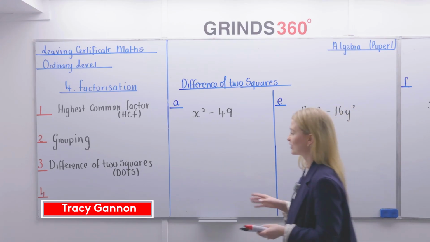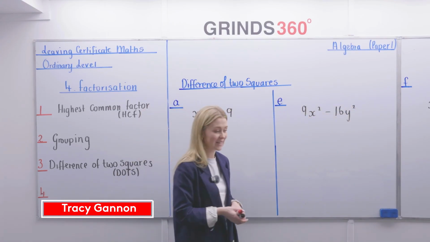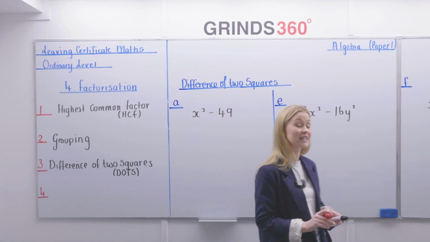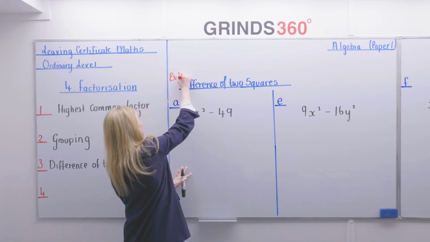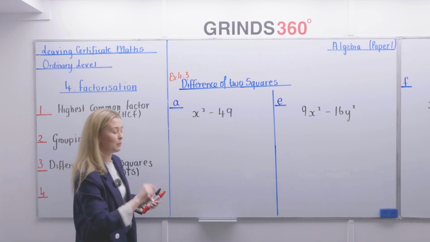So moving on to our third type of factorization, which is referred to as difference of two squares. Now, difference of two squares, you're going to find these questions that I'm working with. It's exercise 4.3 on page 32. Again, if you don't have the notes, questions are still on the board. We're kind of jumping between them.